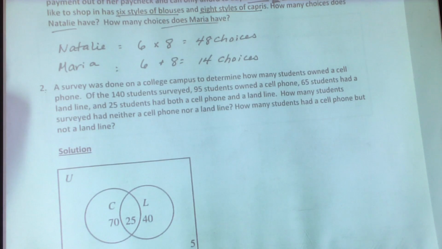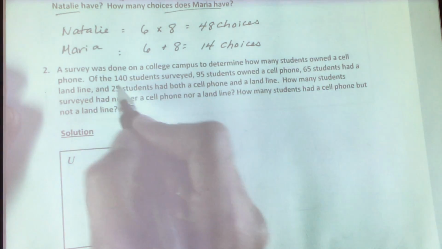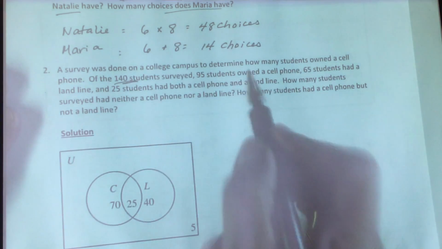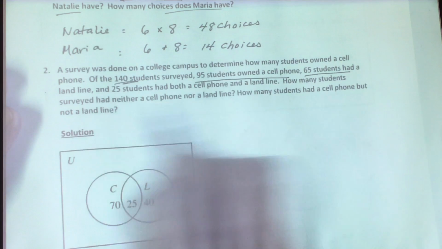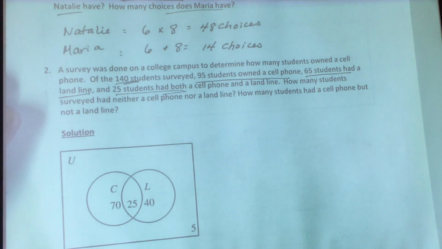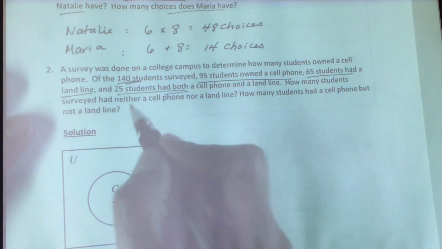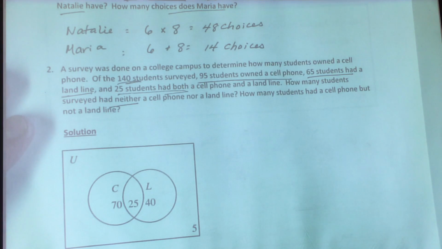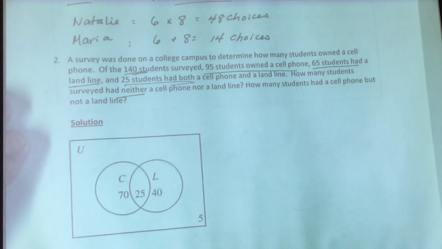Let's move on to number 2. A survey was done on a college campus to determine how many students owned a cell phone. Of the 140 students surveyed, 95 owned a cell phone, 65 owned a landline, and 25 owned both a cell phone and a landline. How many students surveyed had neither a cell phone nor a landline? And how many students had a cell phone but not a landline?